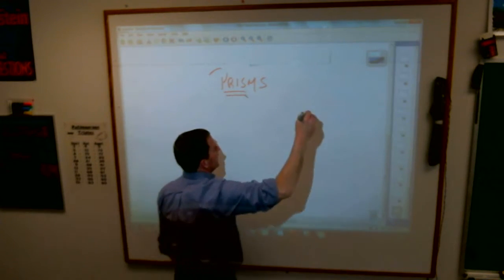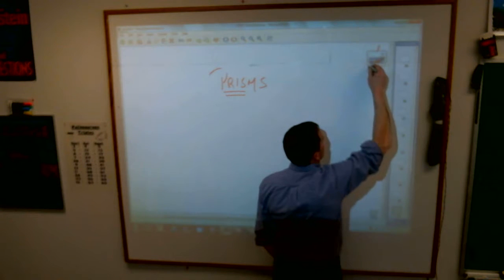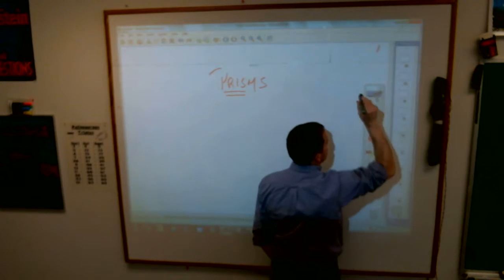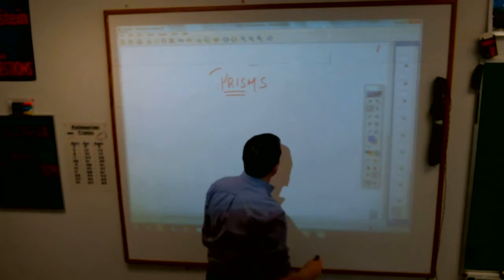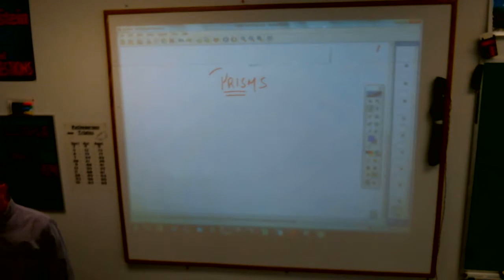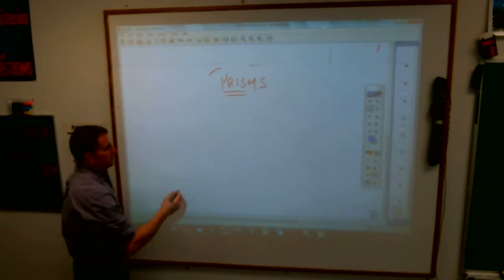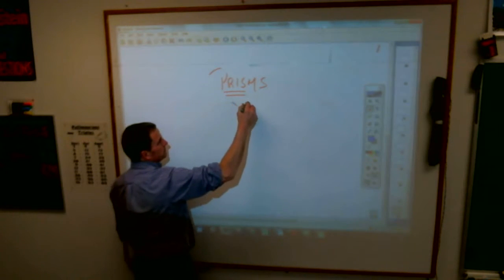It seems to me we talked about prisms before, but we'll talk just a little bit more about them. The book calls this Analyzing Prisms. Really, all they're talking about, a prism is a three-dimensional solid.